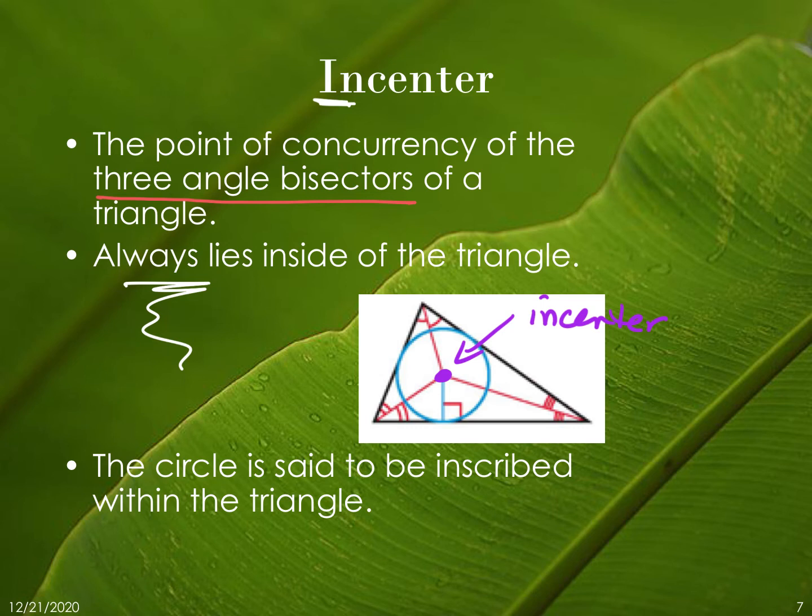Another vocab word down here is the word inscribed. In this picture, the circle is said to be inscribed within the triangle. Now the circle's inside it. Before, when it was circumscribed, it was outside of the triangle. So just understand these vocabulary words. Now let's do just one example, and we're done.